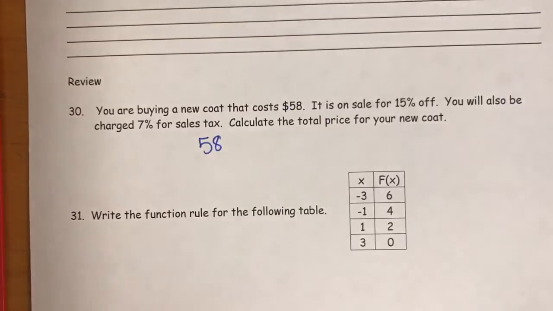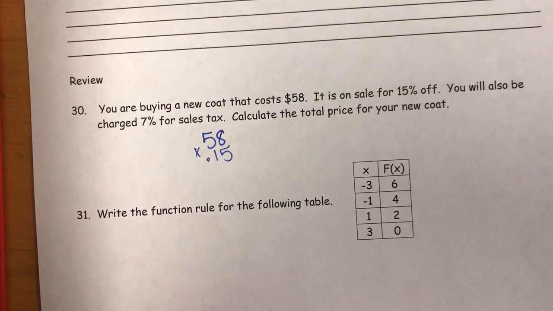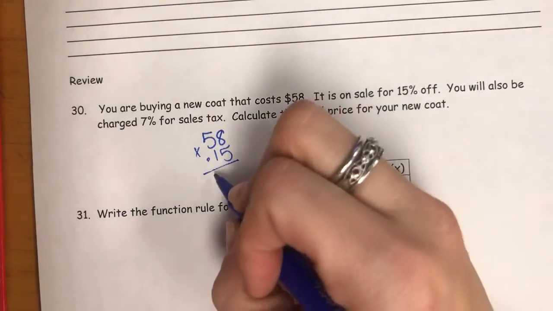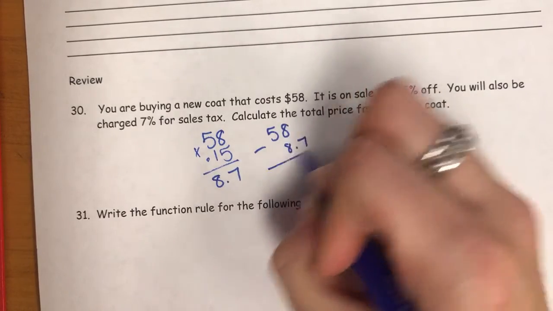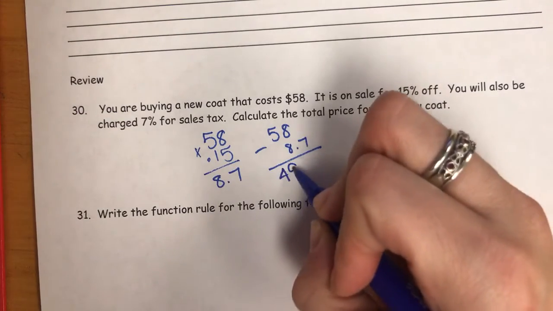Something costs $58. It's on sale for 15% off. So we're going to find what that 15% is. Get $8.70. So that's how much we're saving. So we're going to subtract that value off. Okay, so that's going to give us $49.30.